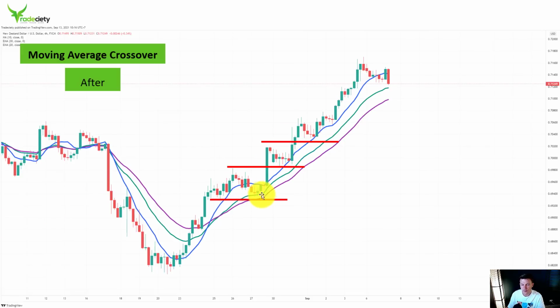If you are in a trend, you want to make sure that the moving averages are not being crossed to the opposite side. A cross to the opposite side would really signal the end of a trend. So make sure to pay attention to that.